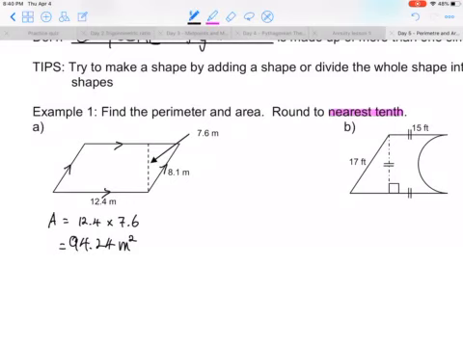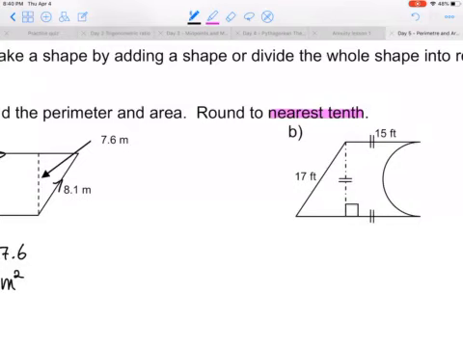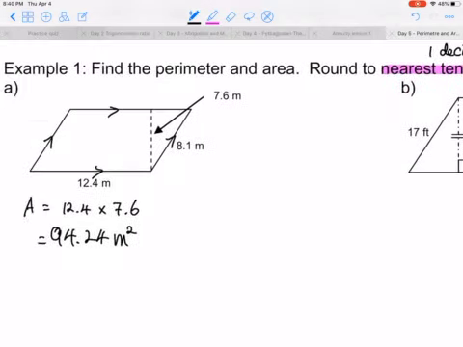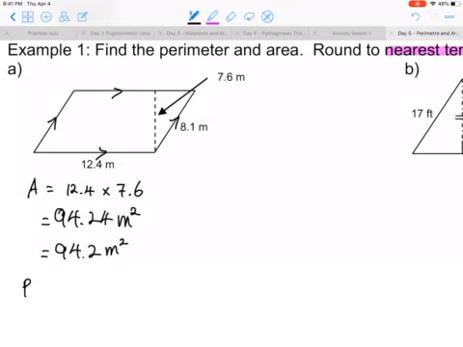Now, what it means by nearest tenth, just in case you're not so familiar with the term, it means one decimal place. Obviously, if it is hundredth, then it is two decimal places, etc. Okay, so we basically rounded to 94.2 square meters. Now the perimeter is everything around it. So this is going to be 12.4 meters too, and this is going to be 8.1 meters. So you basically add everything up: 12.4 meters plus 12.4 meters plus 8.1 meters plus 8.1 meters.